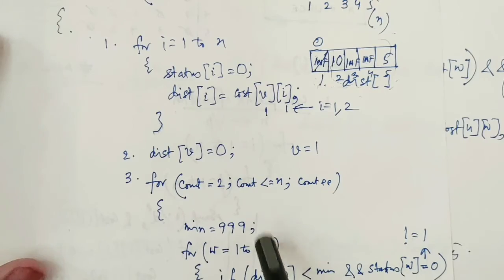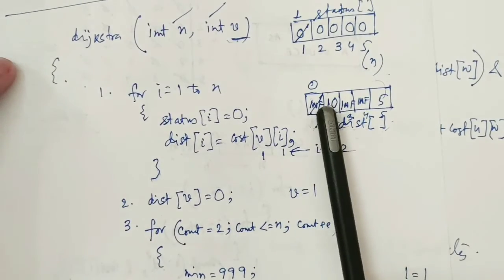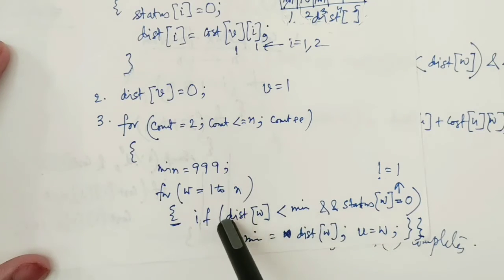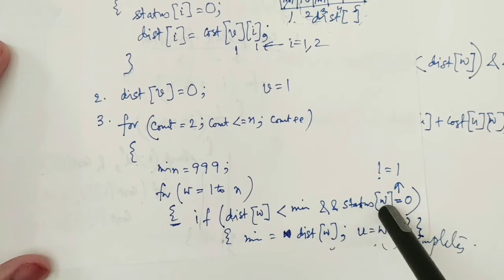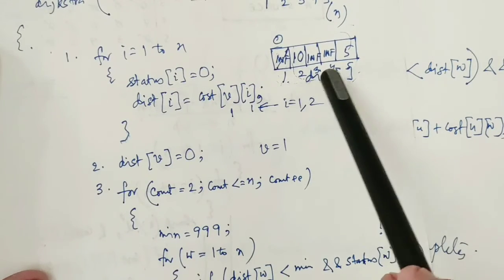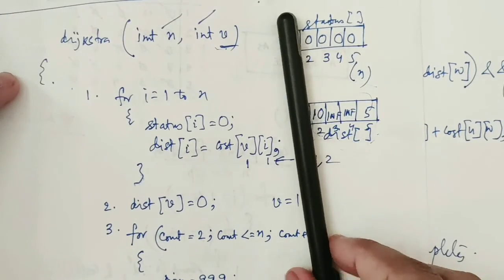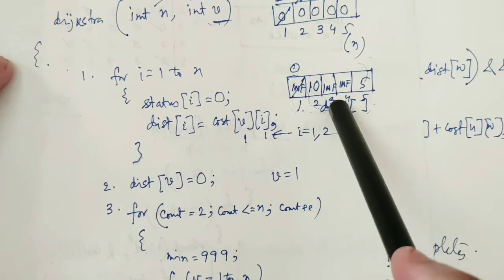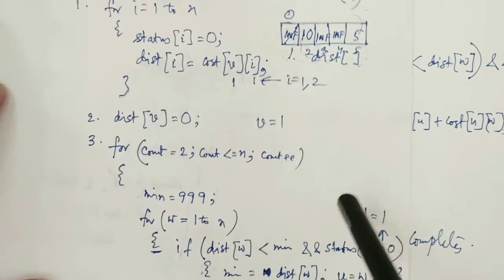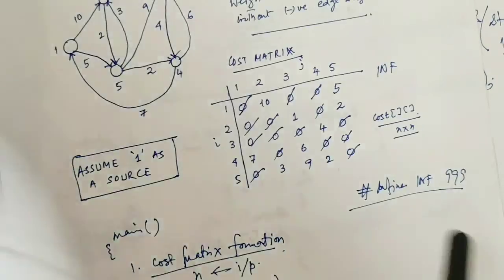So again min equals 999, w equals 1 to n. You have to again consider this full array. But this time you will not consider the first vertex because its status is 1. Though you are going to judge this decision, for w starting from 1 you have to go for dist 1, dist 2, dist 3, dist 4 and dist 5. Unfortunately the status of dist 1 is 1, so you cannot consider it. So among 2 to 5 you have to identify the min. Definitely 5 has the minimum dist value, so 5 will be the w and the min value will be 5.